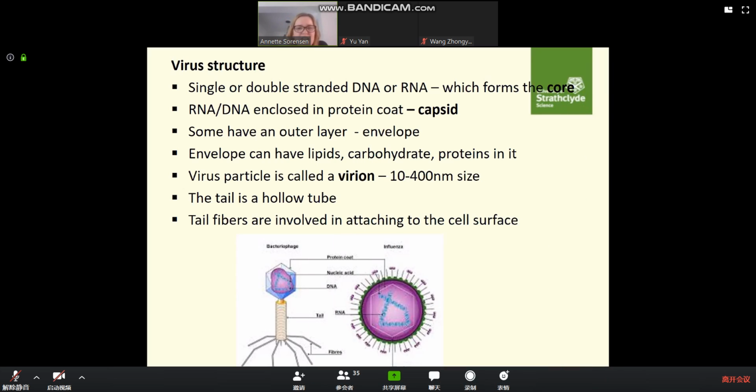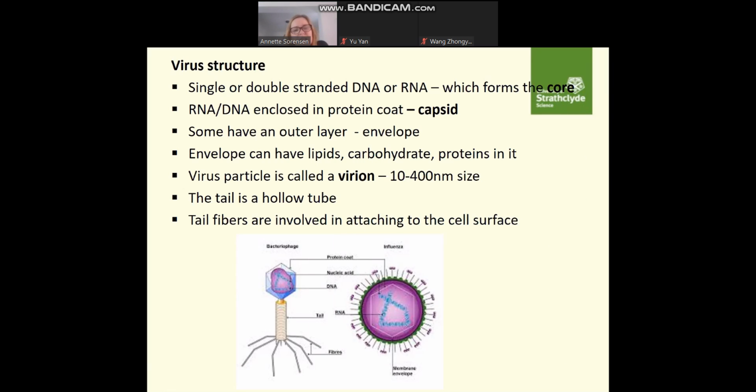The virus in that envelope. Now, a virus particle is also called a virion, and it's typically between 10 to 400 nanometers in size. Some viruses have got a tail, and that tail is really a hollow tube. At the end of the tail, there are fibers, and these fibers are involved in the virus attaching to the surface of the cell.